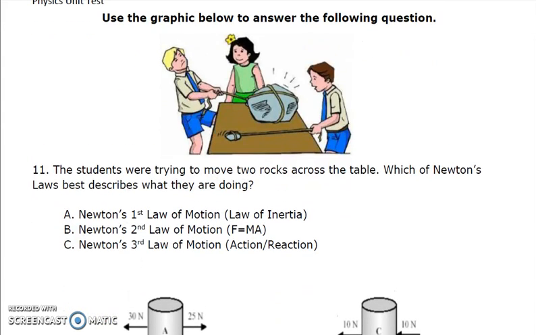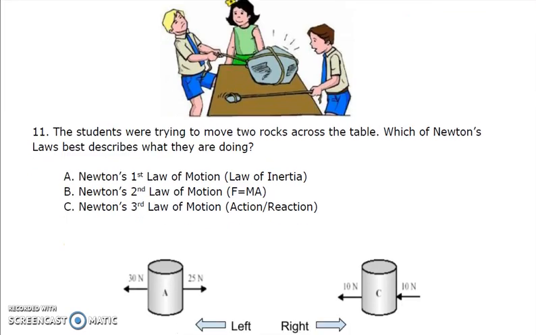Use the graphic below to answer the following question. The students were trying to move 2 rocks across the table. Which of Newton's laws best describes what they are doing? A. Newton's first law of motion, law of inertia. B. Newton's second law of motion, force equals mass times acceleration. Or C. Newton's third law of motion, action-reaction.